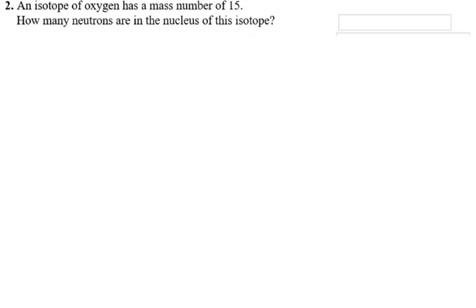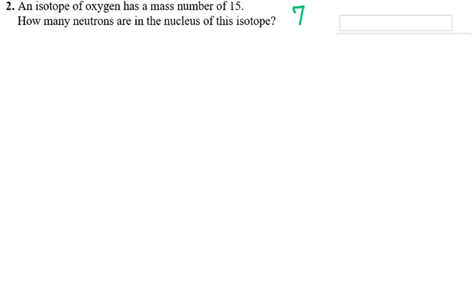In the next question, they ask if an isotope of oxygen has a mass number of 15, how many neutrons are in the nucleus of this isotope? Oxygen's atomic number is 8. That means there are 8 protons and 15 neutrons and protons together. So the number of neutrons is going to be 7. So you would have 15 minus 8, because the oxygen has 15 and 8.